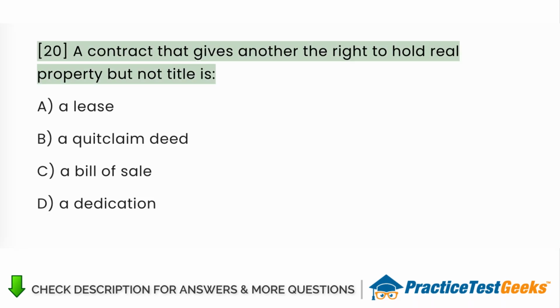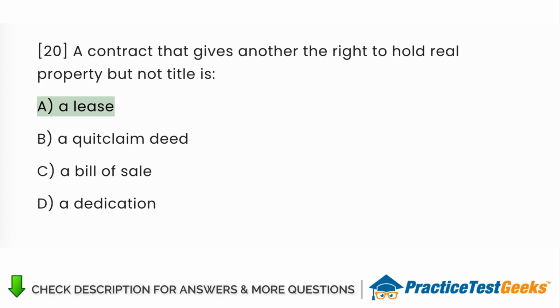A contract that gives another the right to hold real property but not title is A. A lease. B. A quitclaim deed. C. A bill of sale. D. A dedication.